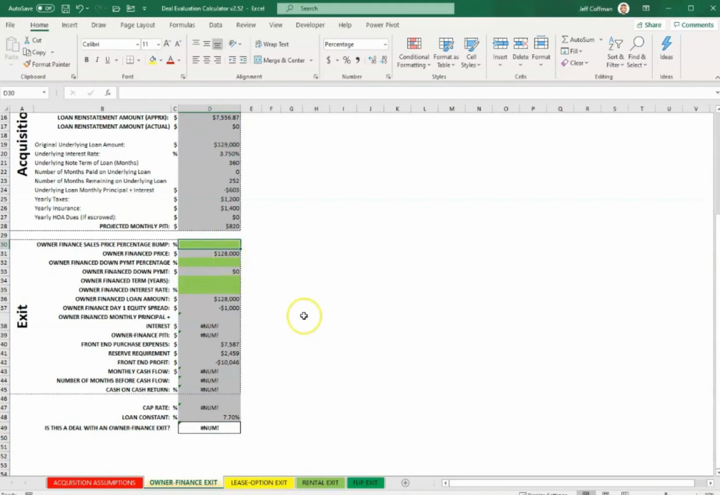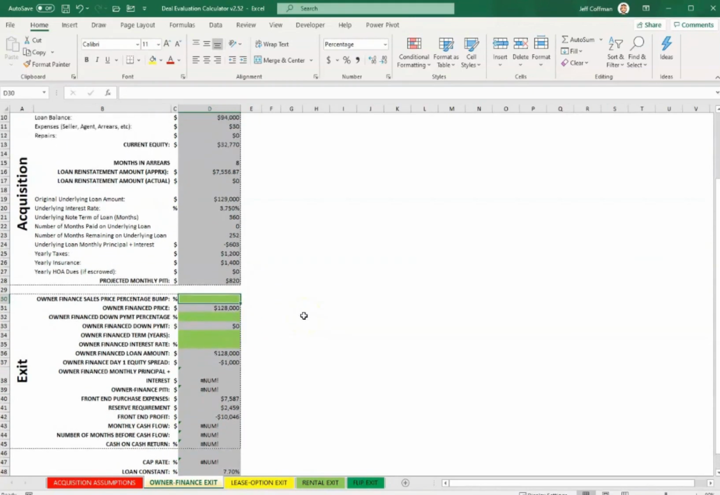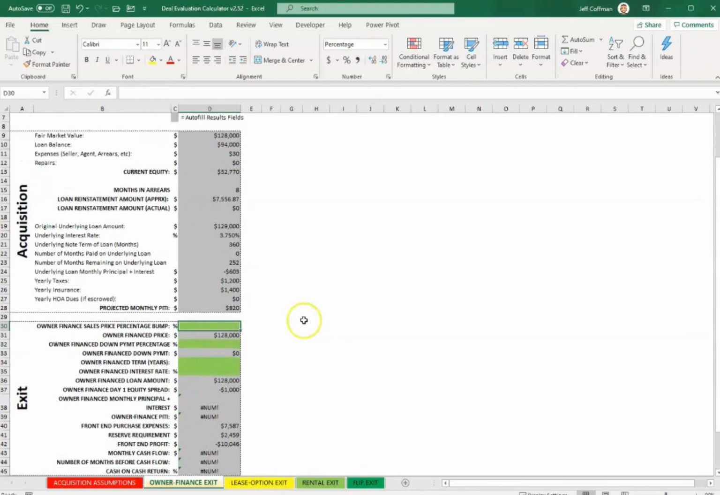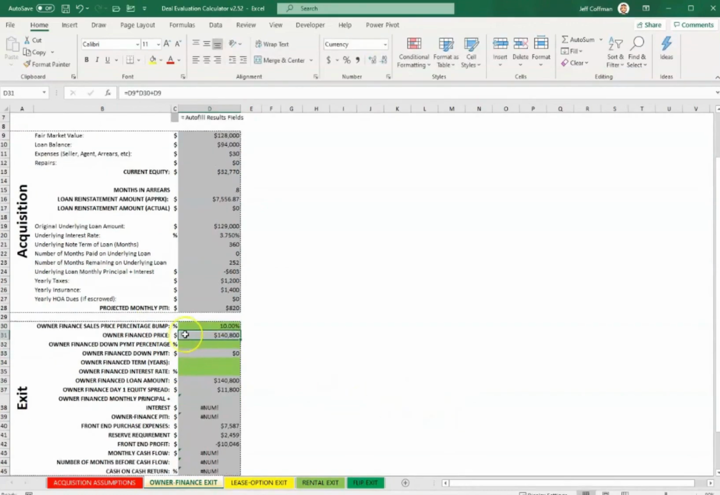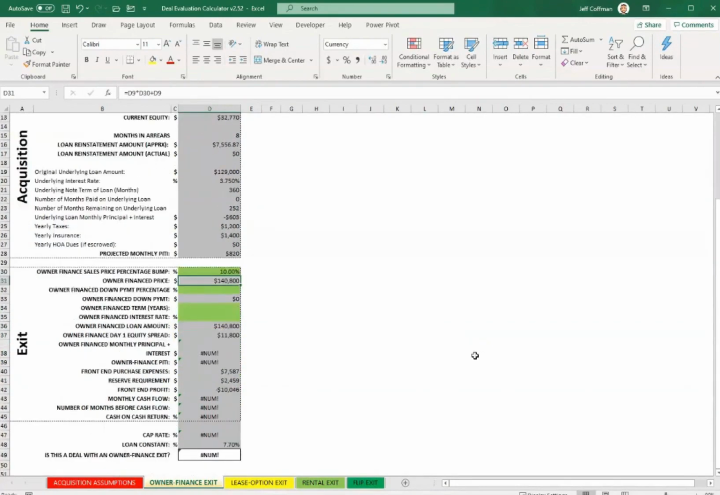So for example, if I know that the fair market value of this home, the way that it sits, is $128,000, I can bump this price up because I'm offering owner financing. So let's say we bump it up 10%. Well, I know that I can sell this house now for $140,000. So that's what I would advertise it at.